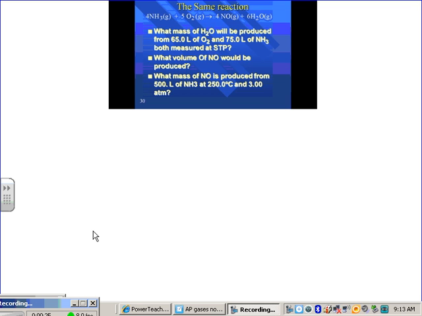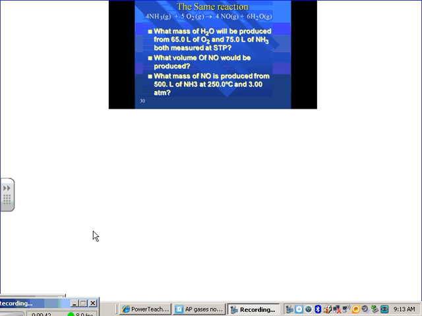And the question we're going to be doing first is what mass of water will be produced from 65 liters of O2 and 75 liters of NH3, both measured at STP. So when they give you two different quantities of two different reactants, you should automatically think of limiting reactant. So this is going back to stoichiometry, but now applied to gas laws.